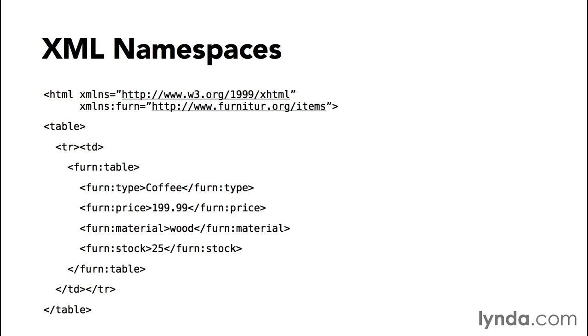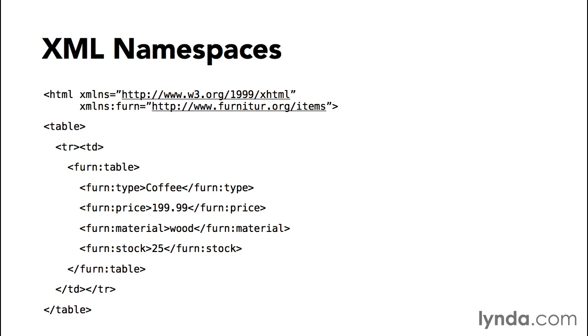Inside my HTML, I can define my table just like I always do, right? I have my table tag, my table row, my table cell. But now, in order to include the furniture table definition, I simply put the prefix fern in front of the tags that appear in my furniture table namespace. So you can see that that matches up with the XML namespace definition I included at the top of the file.